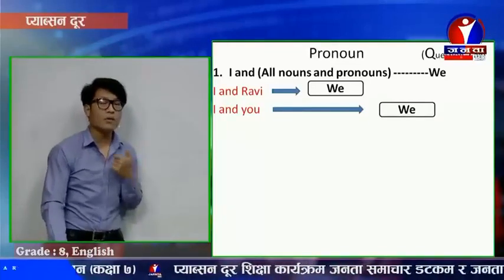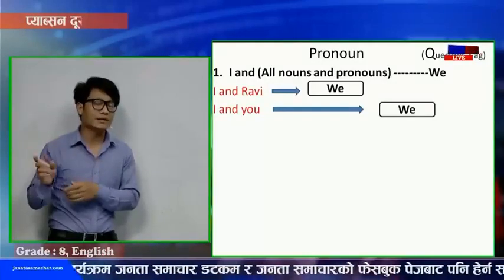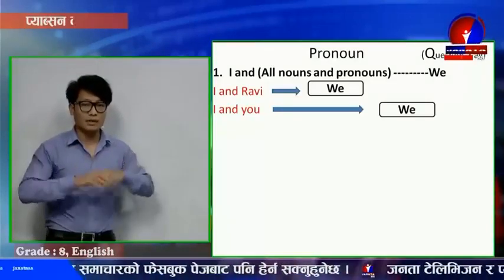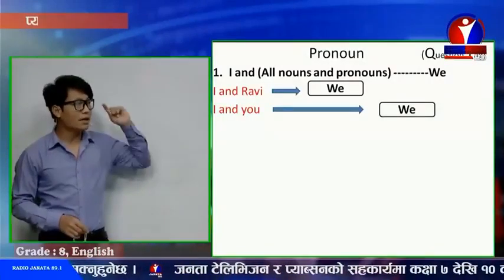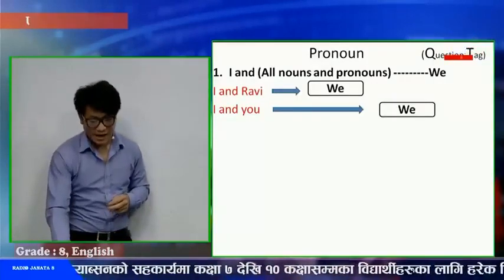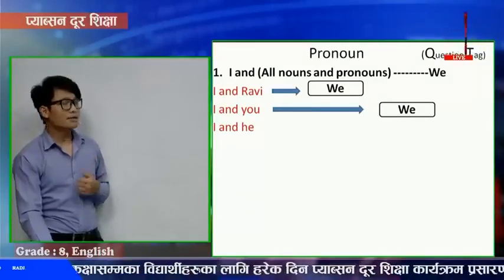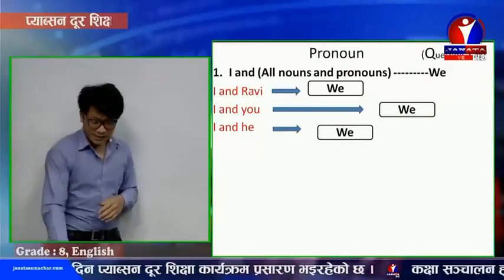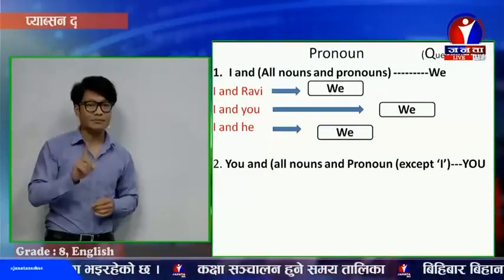You need to know it very well because we cannot write the noun as a question tag. We need to write pronoun. That's why we should have well knowledge of how to change all the nouns and pronouns into pronoun. So you can see here, I and you, there are two pronouns. One is I and one is you, but as a whole, we can say I and you, we pronoun. Next is I and he, it becomes we pronoun.